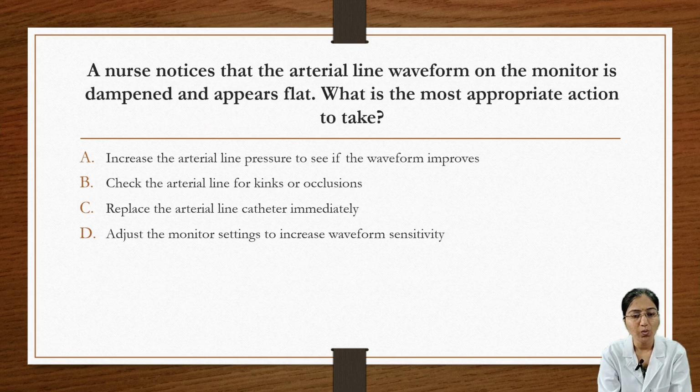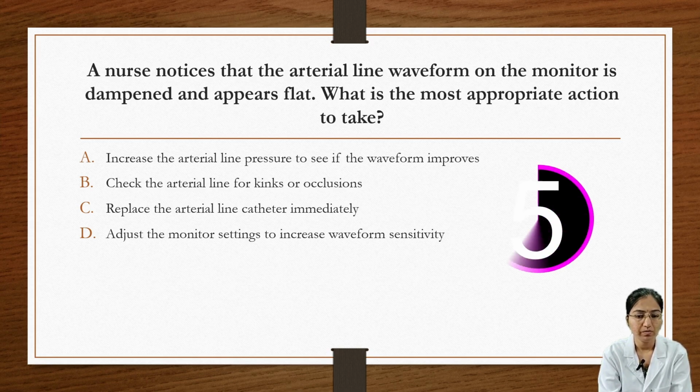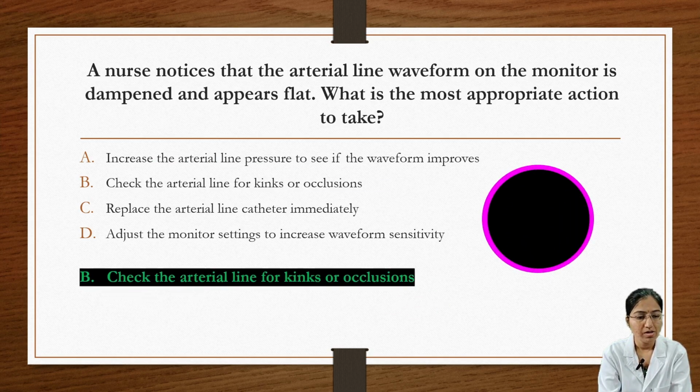A nurse notices that the arterial line waveform on the monitor is damped and appears flat. What is the most appropriate action to take? Here the options. Right option is B. Check the arterial line for kinks or occlusions.